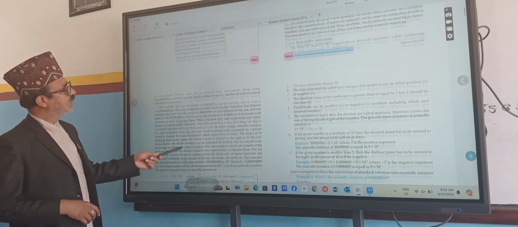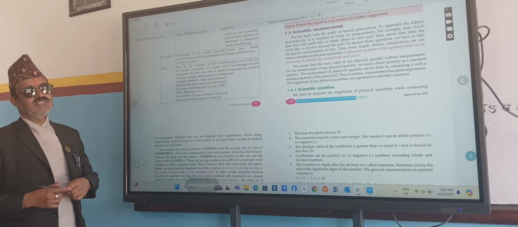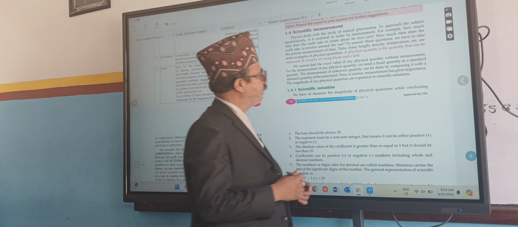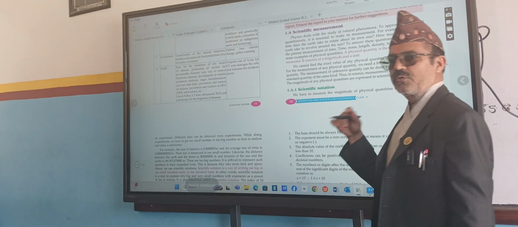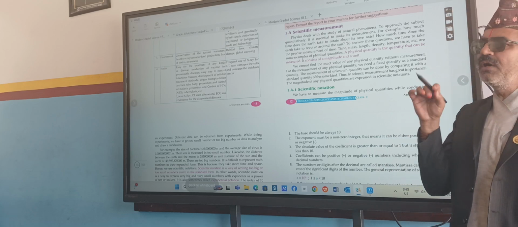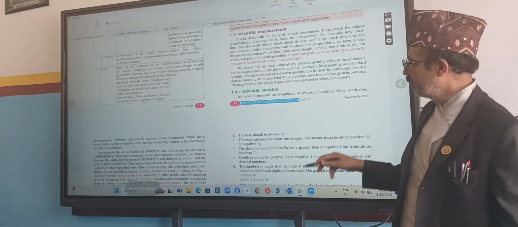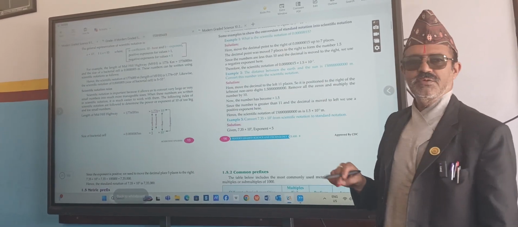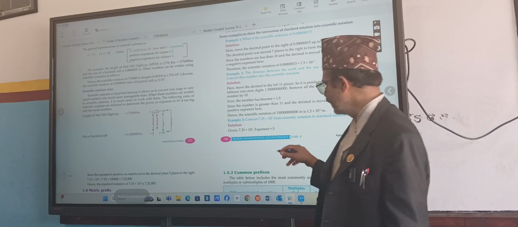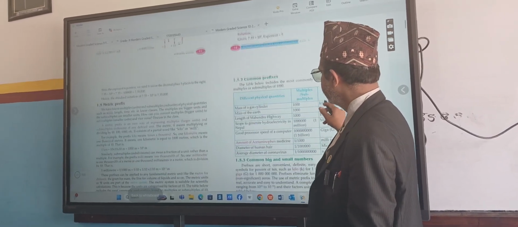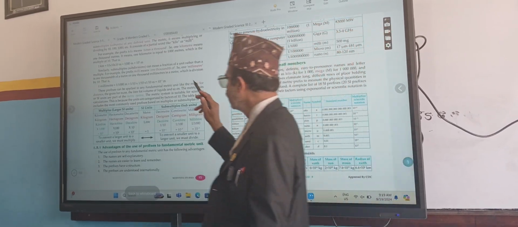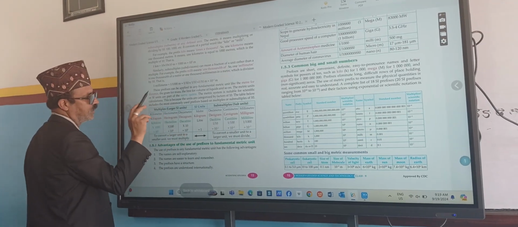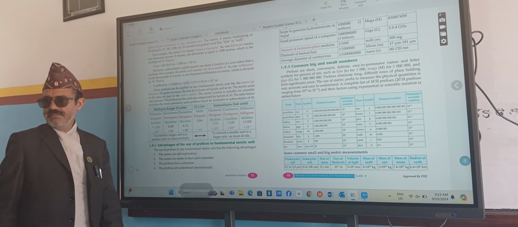Next one is scientific measurement. In scientific measurement, we have to remember scientific notation. Do you know how to write big numbers and small numbers? Big numbers are written with positive power. Small numbers are written with negative power, right? And common prefixes are there. What are the different prefixes? Kilo, hecto, deca, deci, centi, milli, etc.